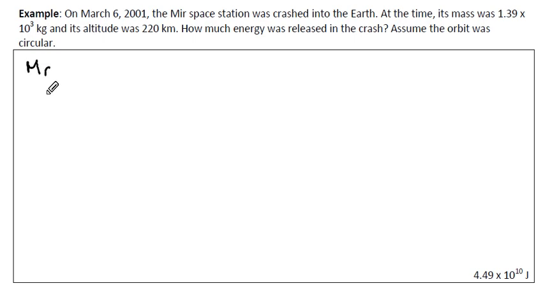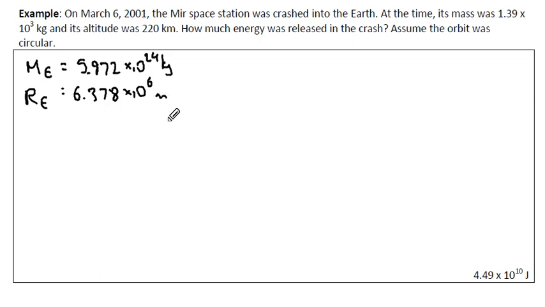So we have mass of the Earth. Let's write down our knowns: 5.972 times 10 to the 24 kilograms. Radius of the Earth, 6.378 times 10 to the 6 meters. Radius of orbit was 6.598 times 10 to the 6. So all I did for that one is add that 220 kilometers. So 0.378 became 0.598 when I added that 220 kilometers.